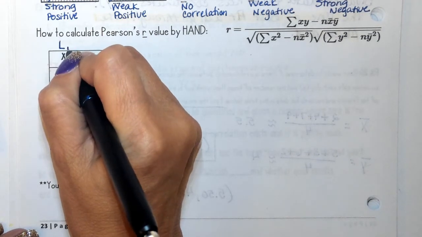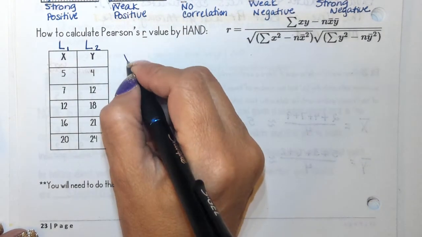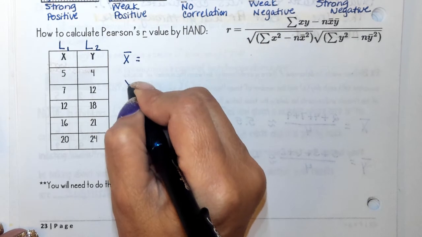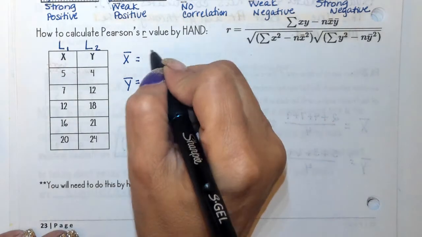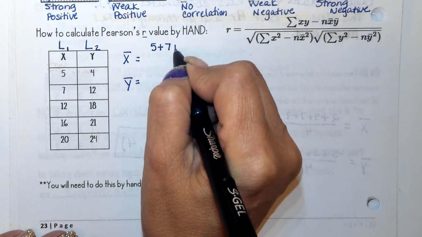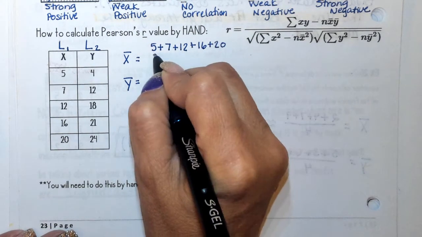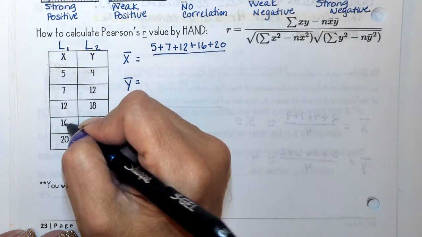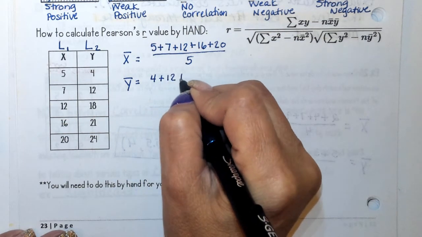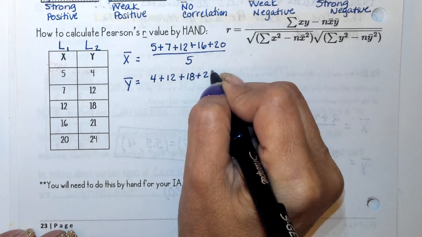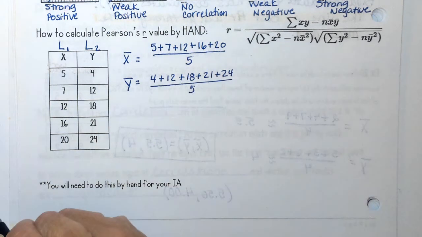I'm going to call this L1, and I'm going to call this L2. First thing I want to do is find x bar, and I want to find y bar. We're going to do this by hand, and then we'll use our calculator. We know how to do x bar. It would be 5 plus 7 plus 12 plus 16 plus 20 divided by 5. And then y bar would be 4 plus 12 plus 18 plus 21 plus 24 divided by 5.